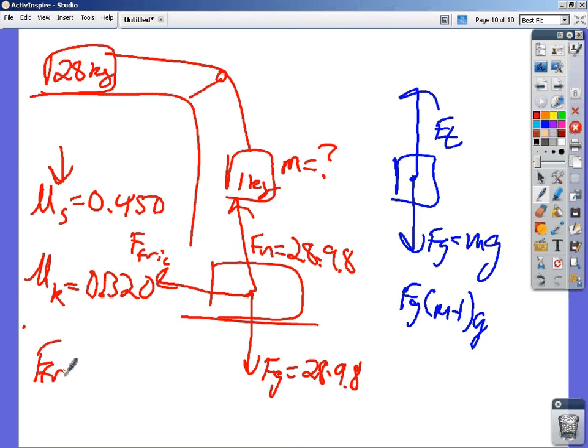So we know the tension force, well, we're going to. For the frictional force, we have normal times mu. This is going to equal mgu. Our mass of the block is 28, times 9.8, times the coefficient of static friction, 0.450. This is going to give us our friction force.